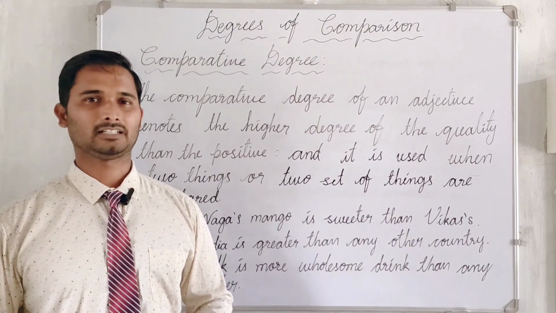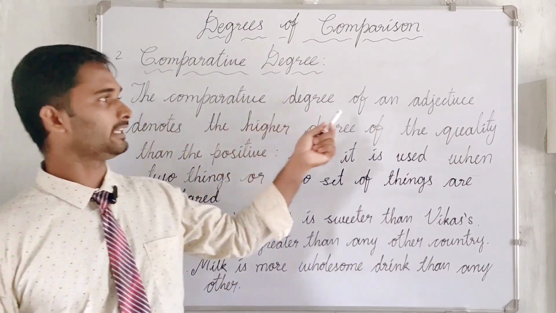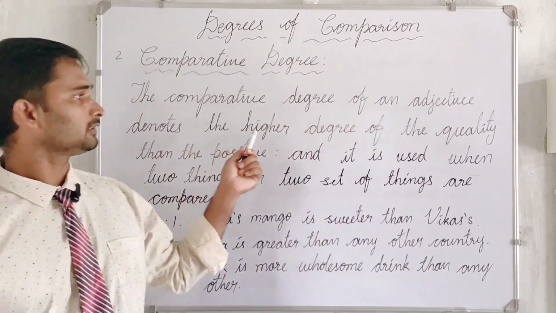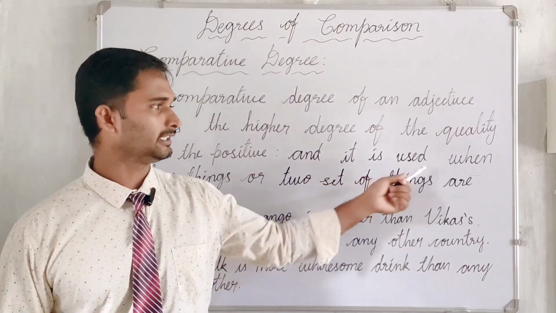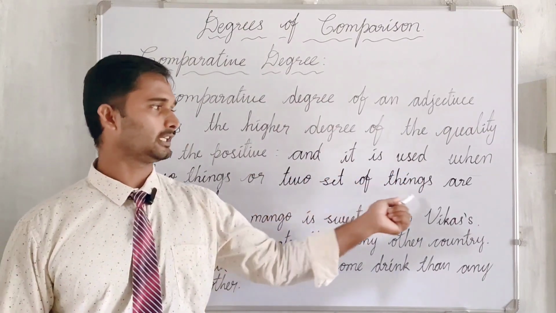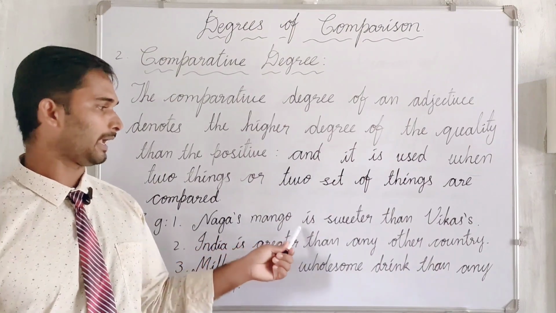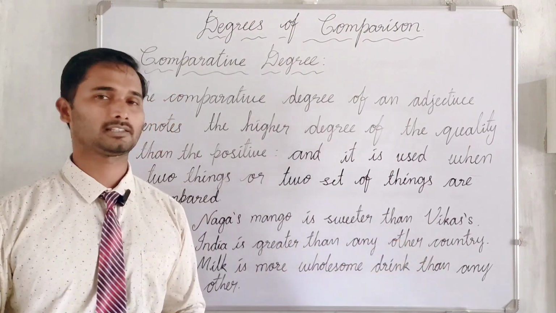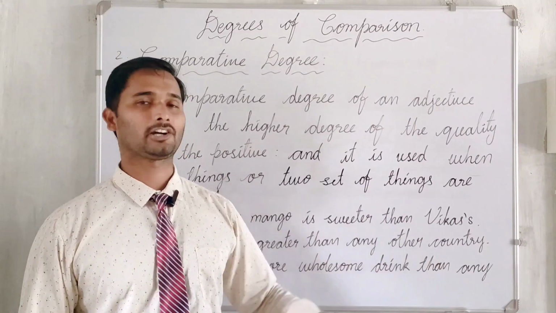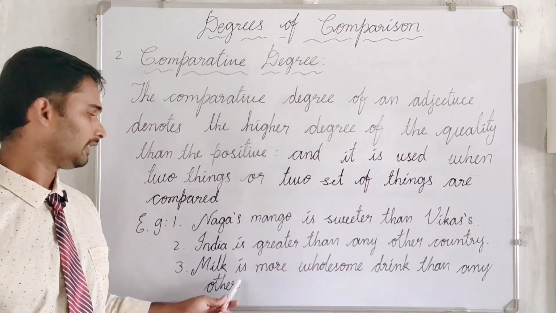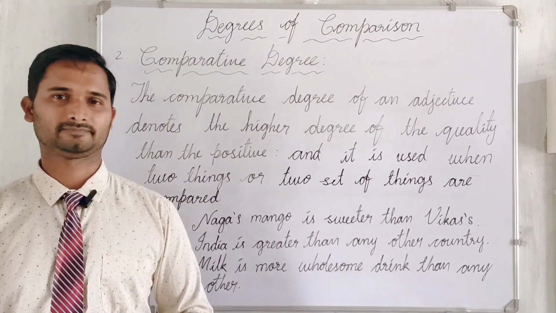Degrees of comparison. Let us learn now the comparative degree. The comparative degree of an adjective denotes the higher degree of the quality than the positive, and it is used when two sets of things are compared. Here are some examples. Naga's mango is sweeter than Vikas's. India is greater than any other country. Milk is a more wholesome drink than any other.